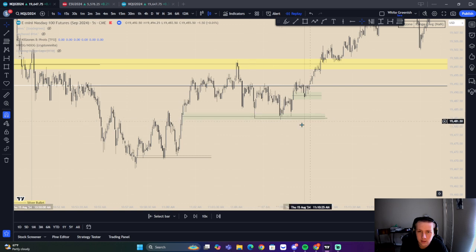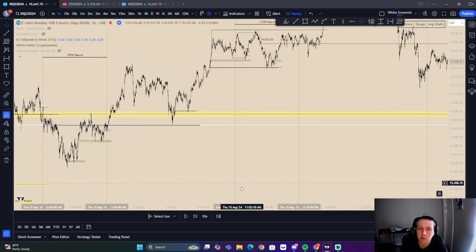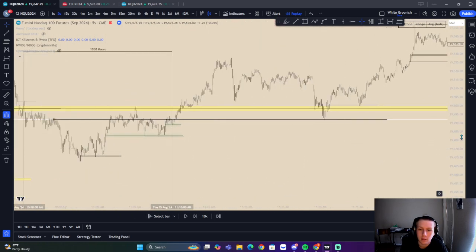Boom. Sell side taken. Barely purged. So we might have more sell side interest there. Do we ever take that low? I don't think we do. Okay, so we come back up.